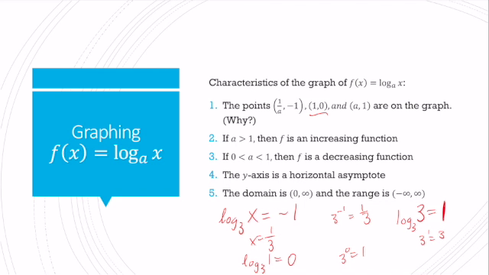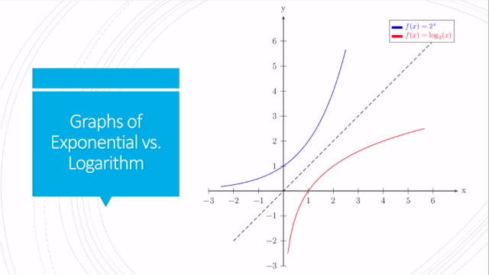It's important to note that if a is greater than 1, then this is an increasing function. If it's a fraction, then it's a decreasing function. In this case, our y-axis is our vertical asymptote, and the domain and range have switched from our exponential functions. So here we see a comparison, right? Here's my f of x equals 2 to the x. Here's f of x equals log base 2 of x. Here I have the asymptote for the function in blue, which is x equals 0, and my asymptote for the other one is y equals 0. And they're reflected across the line y equals x, and that's something that's true for all inverses.